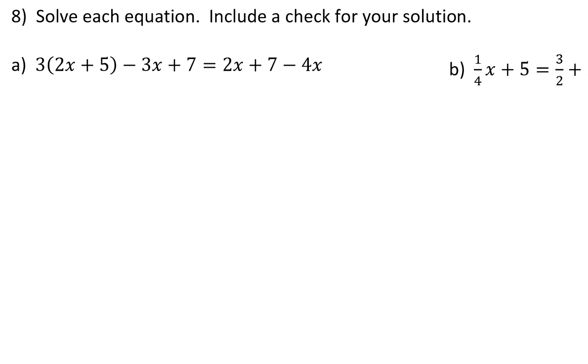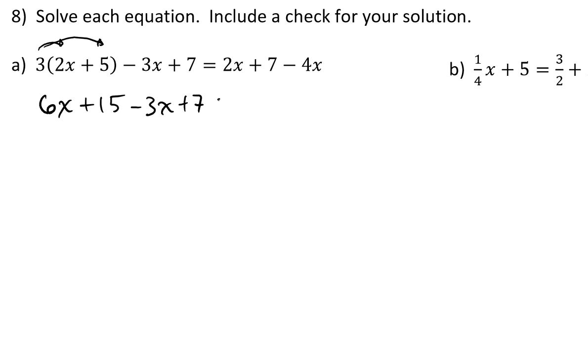Solve each equation and include a check for your solution. So let's start with A. As I distribute across this, I'm going to distribute this multiplication across an addition problem. So this will become 3 times 2x, which would be 6x, and then 3 times 5 is plus 15, and then there's still a minus 3x plus 7.